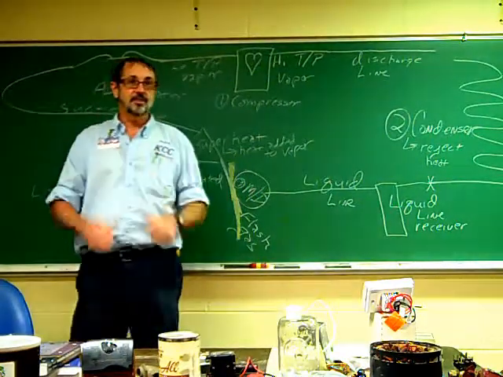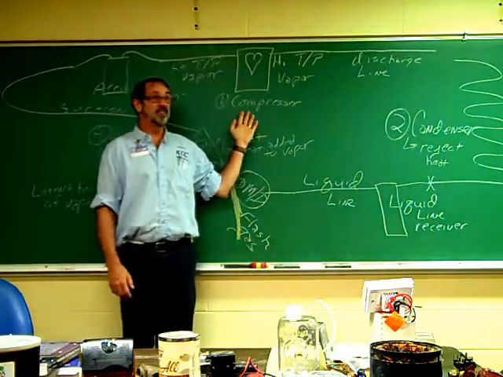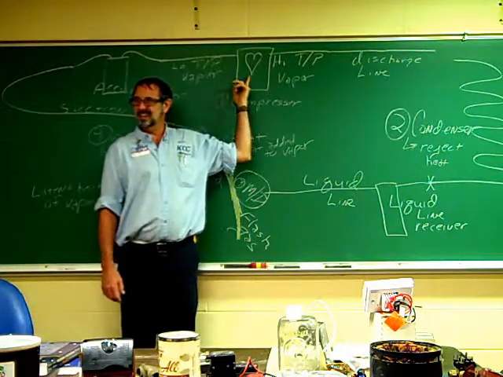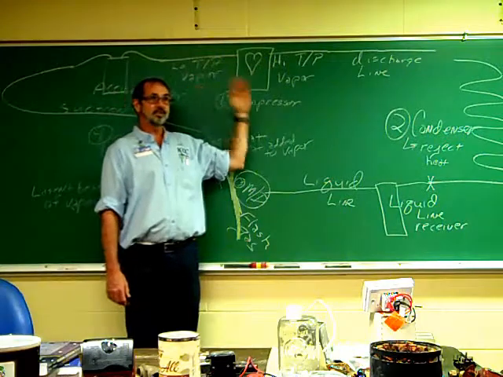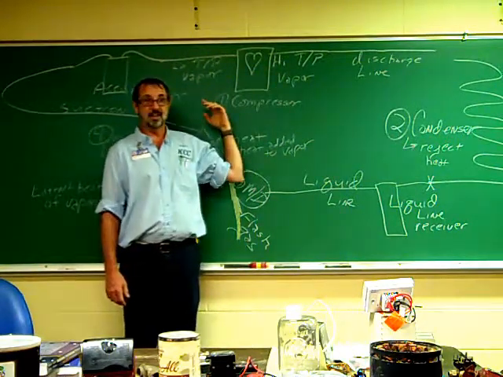Okay, this is the mechanical vapor compression refrigeration cycle. We start with the compressor. The compressor is the number one thing for me. I draw it with a heart in it because it is the heart of the system. The job of the compressor, a couple of things: circulate refrigerant, and it causes a pressure differential on both sides of the system.